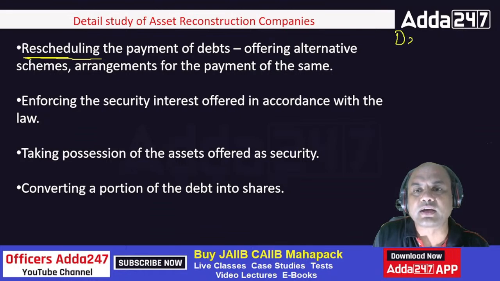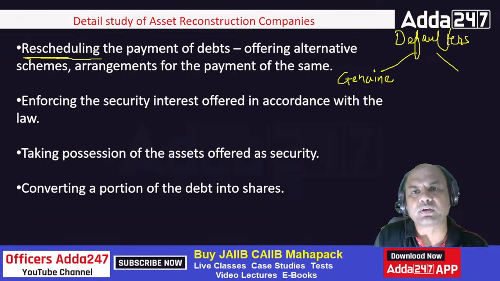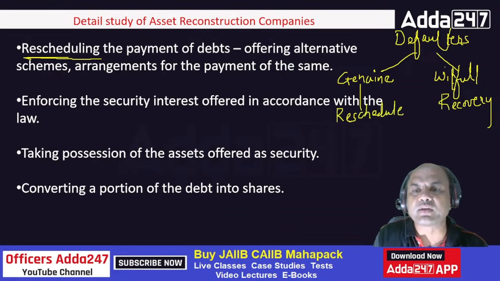Here, defaulters are of two types. Always remember, defaulters are of two types. One is genuine. Genuine defaulter means it's actually a problem, like in COVID, there were many genuine defaulters. But there is another type which is called willful. For this willful defaulter, there is no rehabilitation or rescheduling over here. Here it's just recovery. And for the genuine defaulter, we go for rescheduling, because the person is genuine and ready to pay, but he does not have that much money.